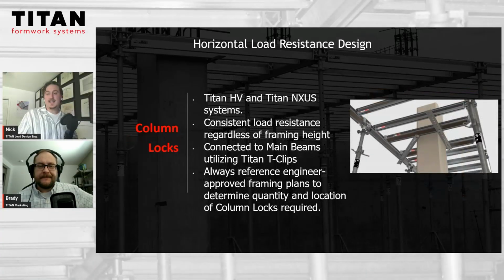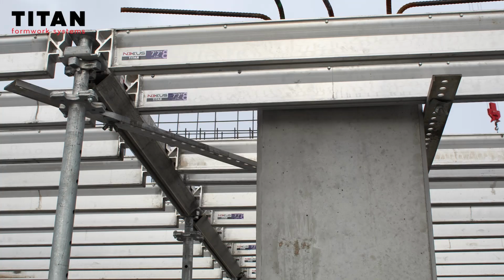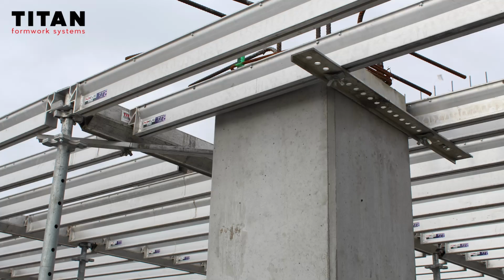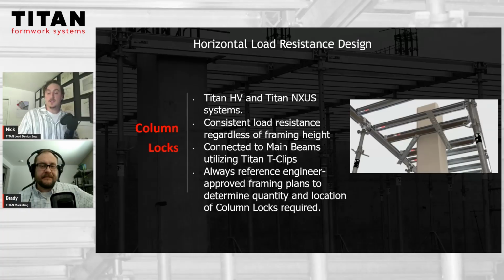And bracing isn't the only way that we can resist lateral loads on shoring. At Titan, we want to try to eliminate as much lumber as possible on every job site that we can. That'll save crews time and money. So our most commonly used lateral resistance system at Titan is our HV and Nexus column lock. These locks can easily attach to the bottoms of main beam channels using just a couple of our Titan T-clips, and they'll wrap your columns to provide a lock in the system laterally.